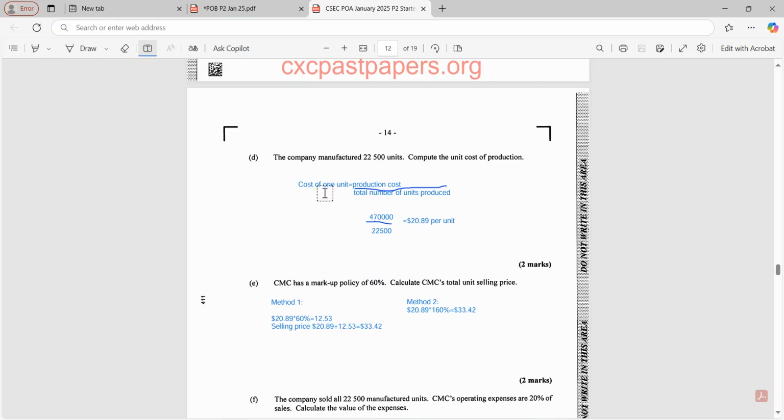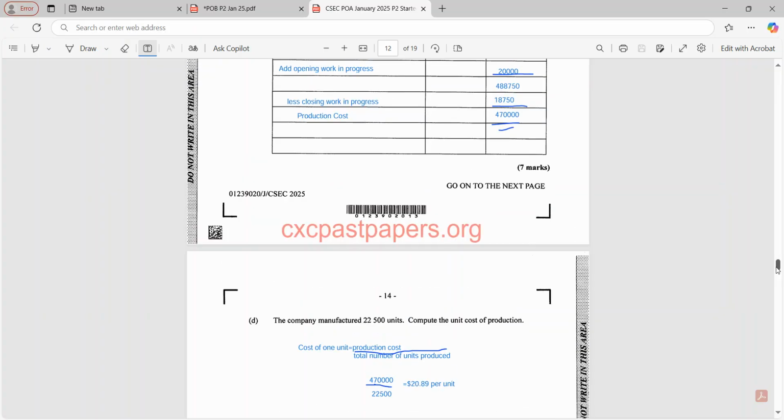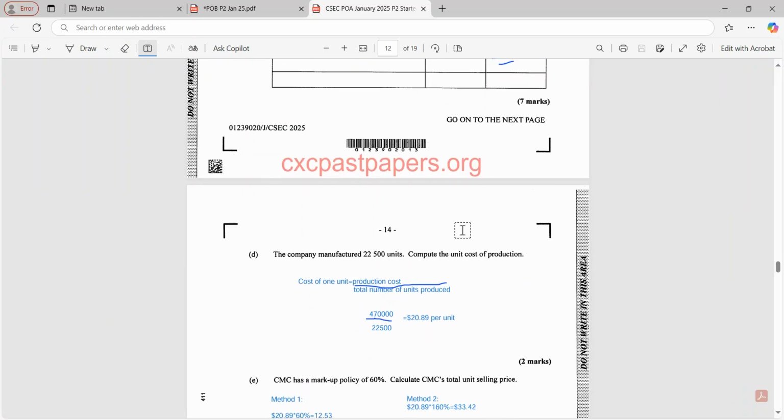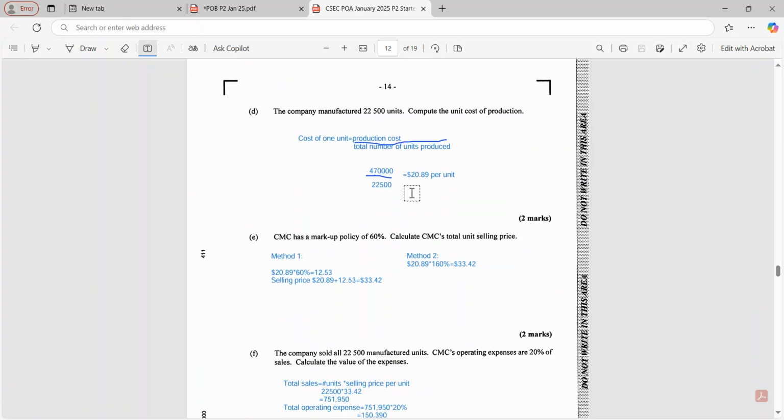Now we go to D. The company manufactured 22,500 units, and we're supposed to compute the unit cost of production. So we can see up here that the production cost was 470,000, and that was used to produce 22,500 units. If we want to know how much it is to produce one unit, we divide the total production cost by the total number of units, which will give us 470,000 divided by 22,500, which gives us a total of $20.89 per unit.